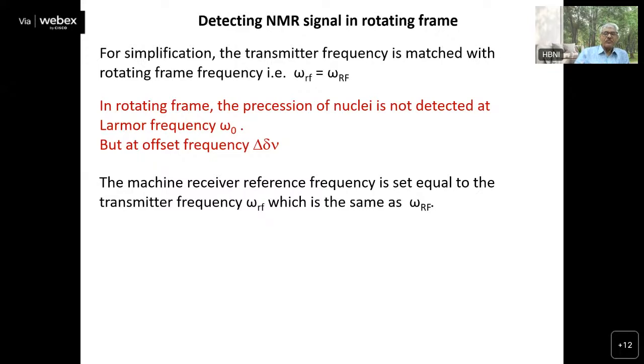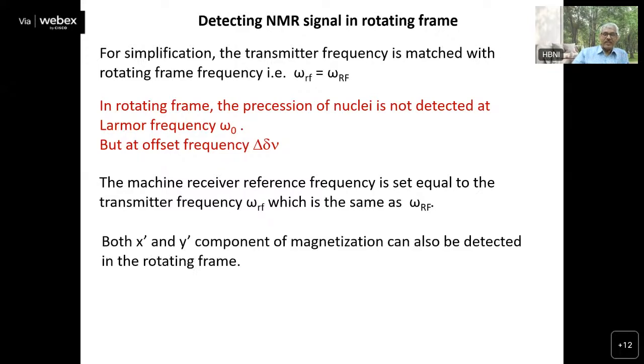So how is this detected in an NMR machine? The machine also detects these signals in the rotating frame. The radio frequency generator is called the transmitter and the detector is called the receiver. The machine receiver frequency is also set equal to the transmitter frequency, which is the same as the rotational frequency.